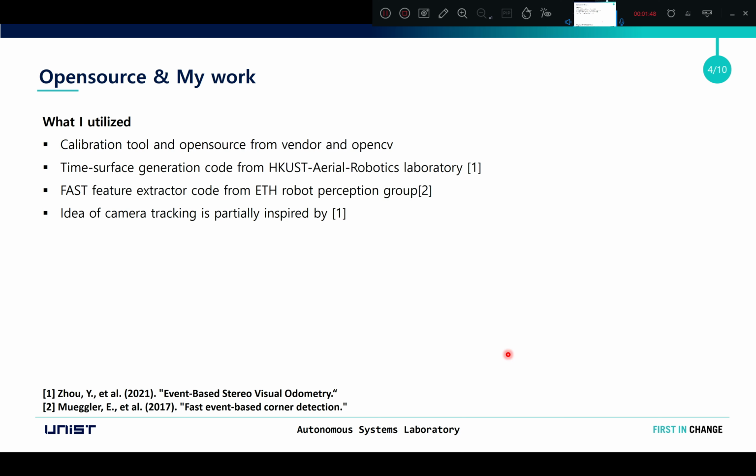The open source I utilized is the calibration tool and time series generation code from Hong Kong University. The Best picture extractor code is from ETH, but I had to convert many things from the original source code. And the camera tracking is partially inspired by the first paper.